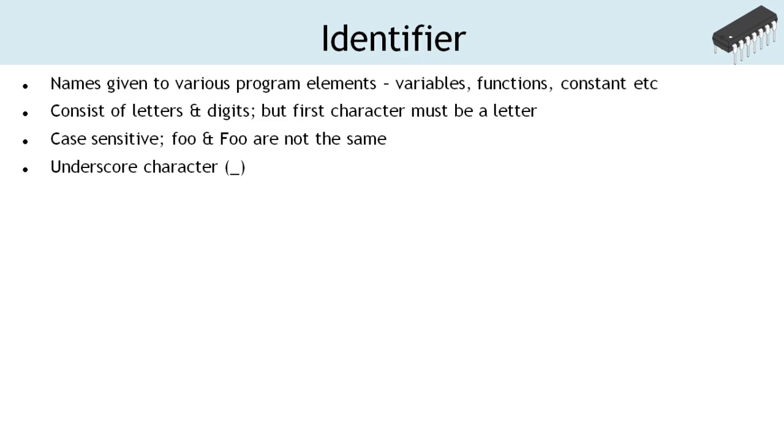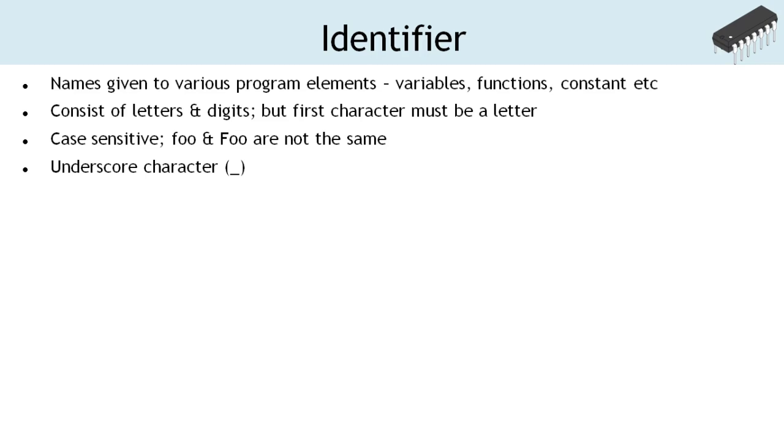An identifier consists of letters and digits. However, the first character must be a letter. You can use the underscore character as the first character in your identifier. You can use both uppercase and lowercase letters.